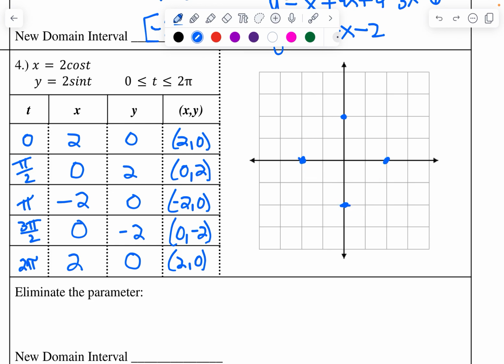I forgot that on Notability I can have it help me draw a nice circle. Let's see if I can do it. There we go. And so we're headed this direction. We started here, was t equals 0, and then we went up and around counterclockwise.